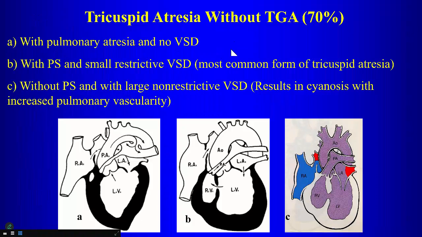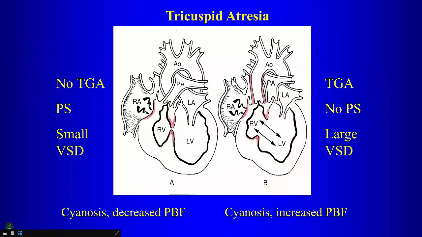Now, there are various variants of this without transposition. With transposition, you can sit there and study it, and it will explain to you, you can figure out what the physiologic problems are going to be. But what is the important part? There are two major forms to know. If there's tricuspid atresia, there's the form with no transposition. This tends to be associated with pulmonic stenosis. So these patients will have cyanosis with decreased pulmonary blood flow. That will resemble tetralogy of Fallot.